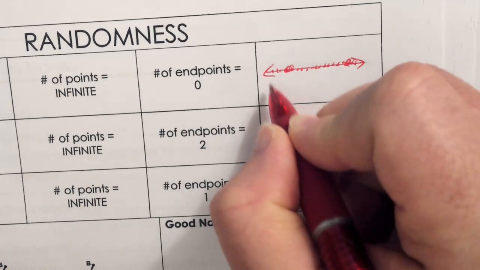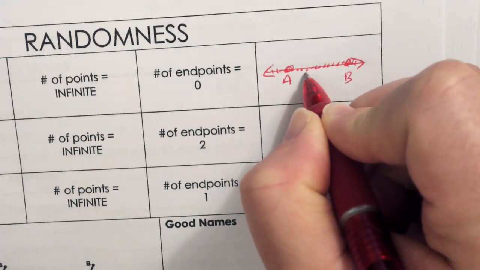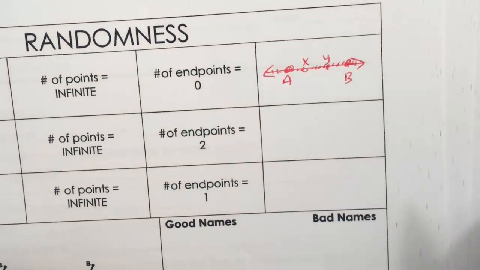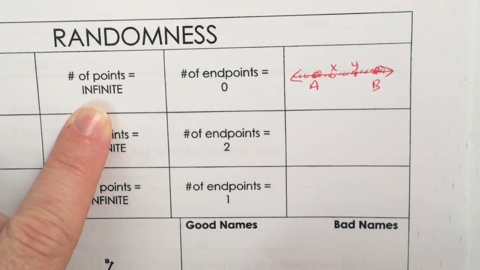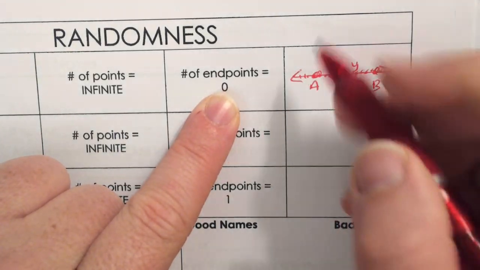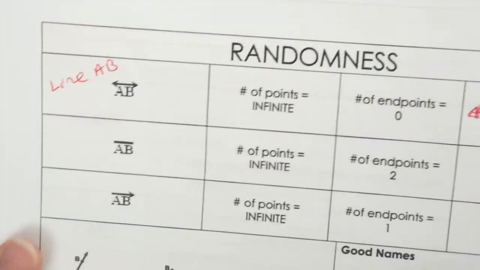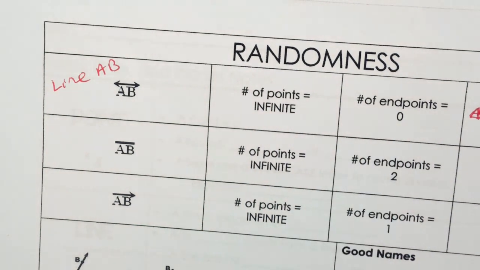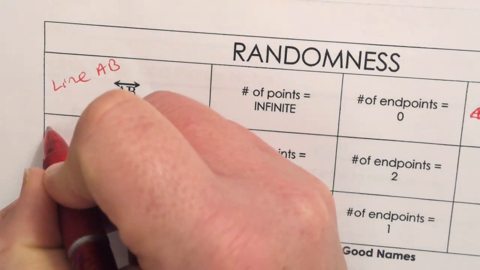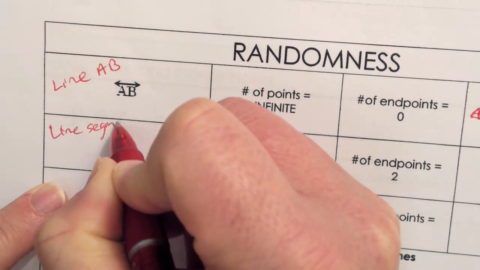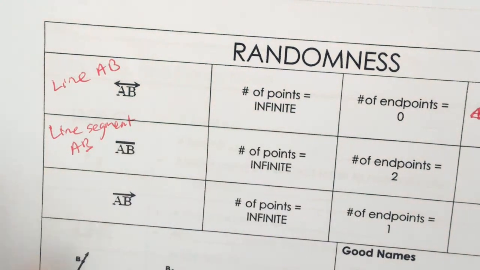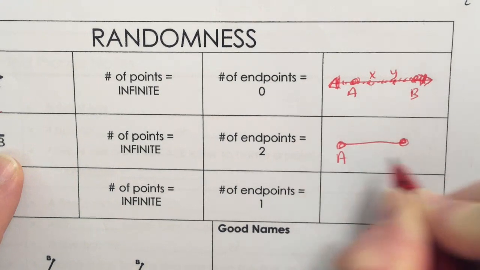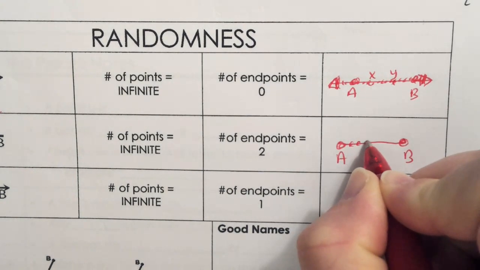Okay, so that's infinite. So you can have A and B on there, but you can also have X and Y, like those can be points. You can have D in there. So you have an infinite amount of points, and there's no endpoints because there's arrows. That means it goes on forever and ever and ever. So line AB has an infinite amount of points and no endpoints. Very important. Okay, this one right here, this is called line segment AB or segment AB. Once again, you have an infinite amount of points. You have a starting point and an ending point, which is at A and B. And once again, you can have as many points along that as you want.